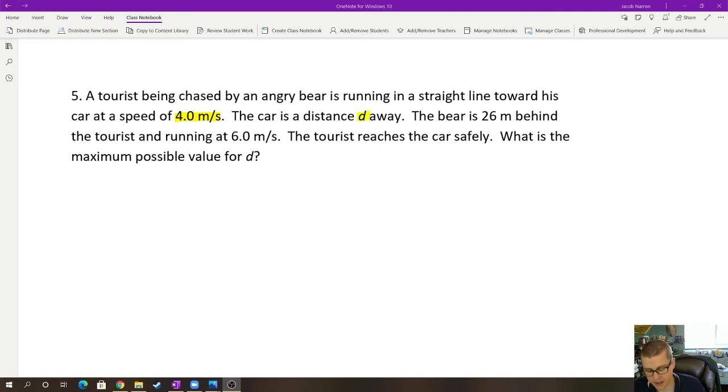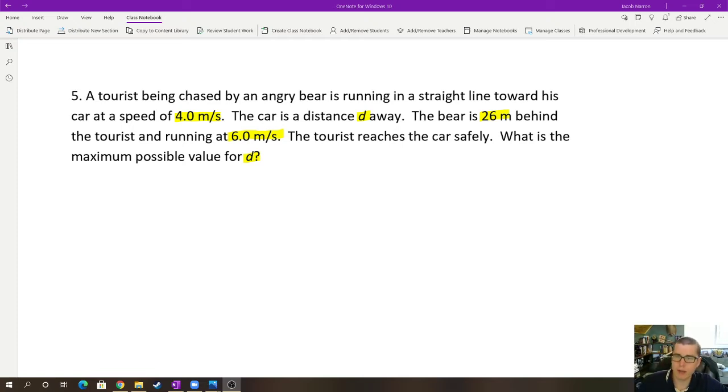So they're giving us a distance in a way, and it says the bear is 26 meters behind the tourist and running at 6.0 meters per second. Okay, so the bear is a little bit faster. The tourist reaches the car safely. What is the maximum possible value for D? So, what is the biggest distance that D can be and the person still survives? Because the bear is faster, the bear is going to catch up to him eventually.